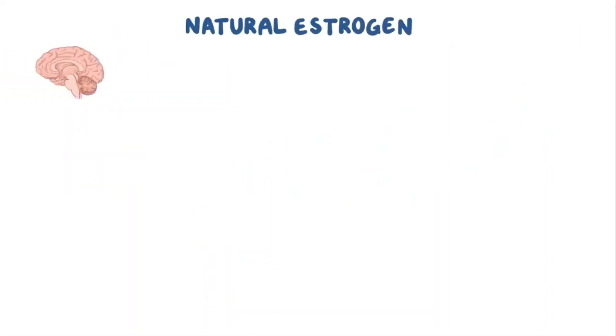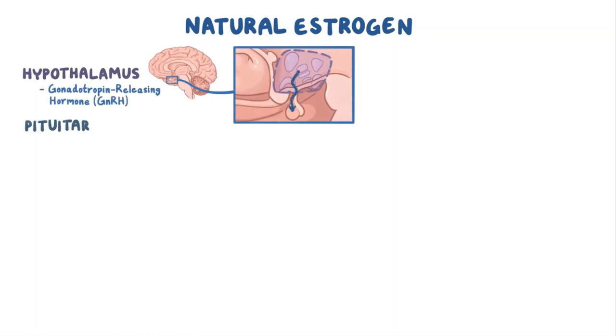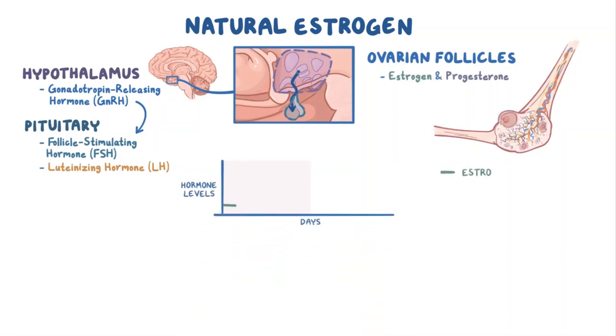But first, let's talk a bit about natural estrogen, which plays a big role in the menstrual cycle. The hypothalamus, which is part of the brain, secretes gonadotropin-releasing hormone, or GnRH, which travels to the nearby pituitary gland and stimulates it to secrete two hormones: follicle-stimulating hormone, or FSH, and luteinizing hormone, or LH. FSH and LH make the ovarian follicles, which are scattered throughout the ovaries, develop and secrete the female sex hormones, estrogen and progesterone. These hormones gradually increase during the first 2 weeks of the cycle, called the follicular phase.